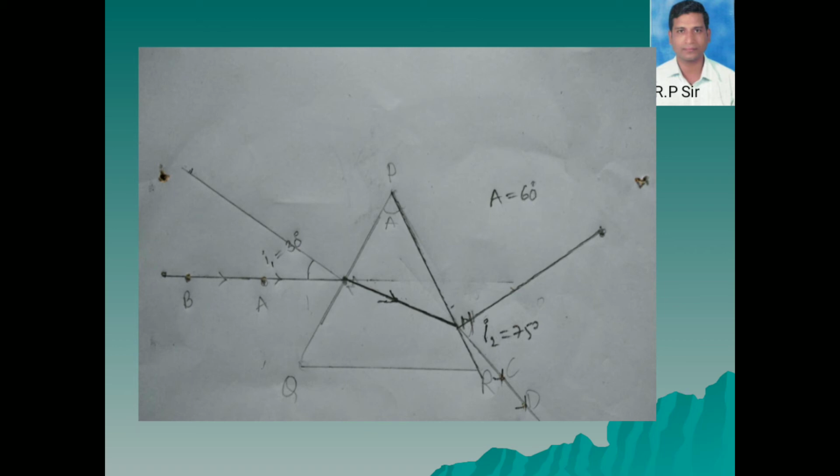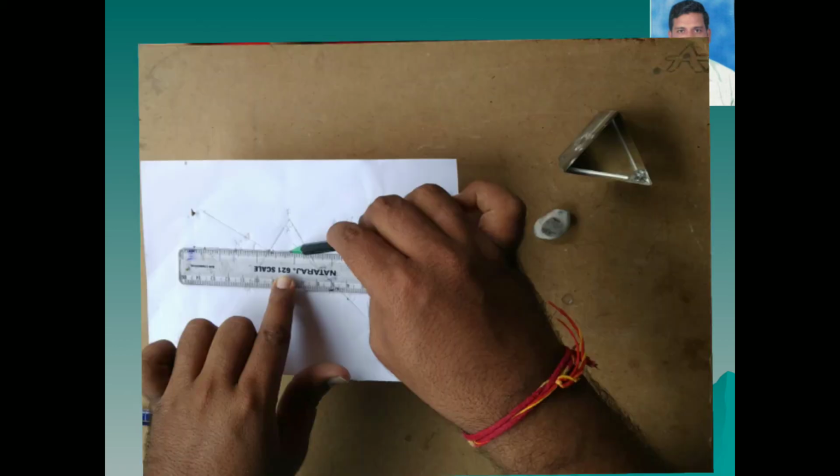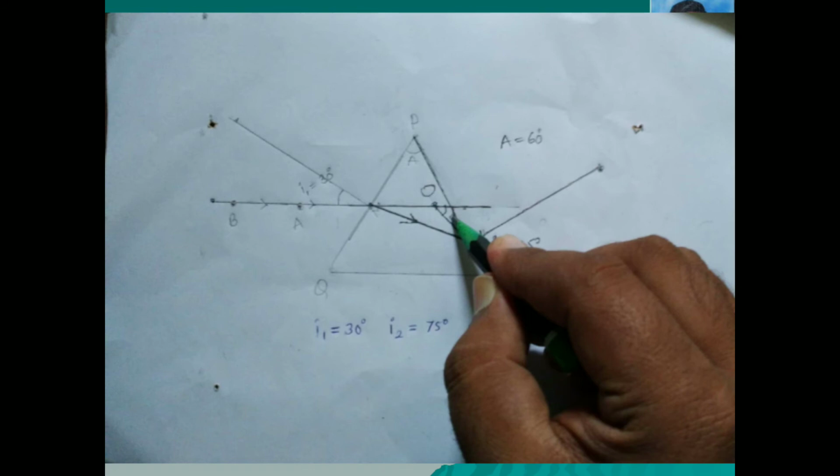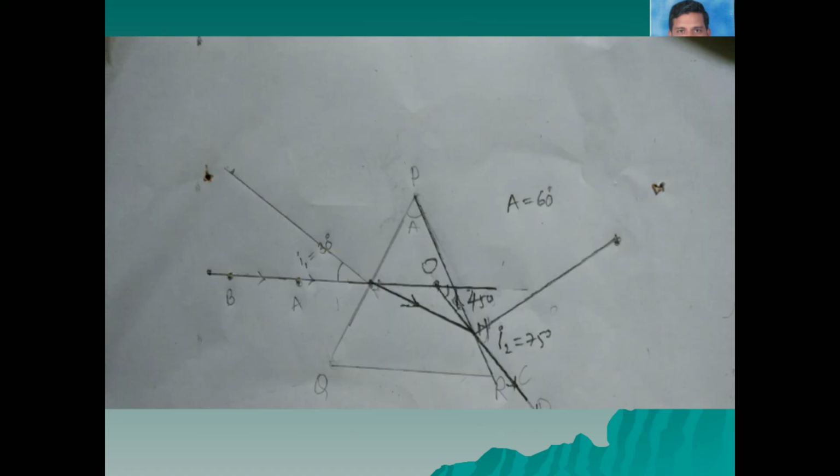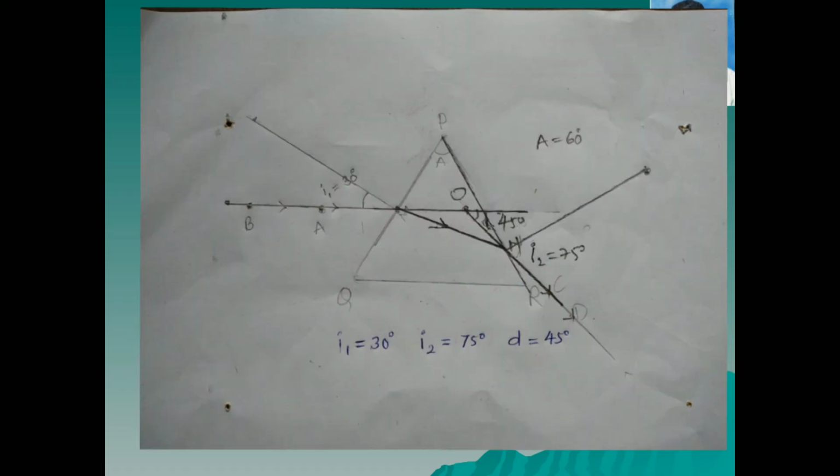Extend incident and emergent rays till they meet at O. The angle between incident ray and emergent ray is called angle of deviation. It is denoted by small d. Measure the angle between incident ray and emergent ray, that is angle of deviation. In figure it is about 45 degrees. Therefore small d equals 45 degrees. Note down this value in the table. Finally, for I1 equals 30 degrees, we get I2 equals 75 degrees and D equals 45 degrees.